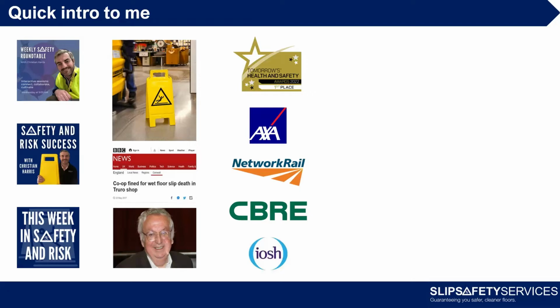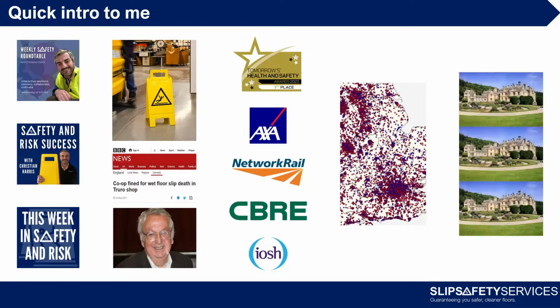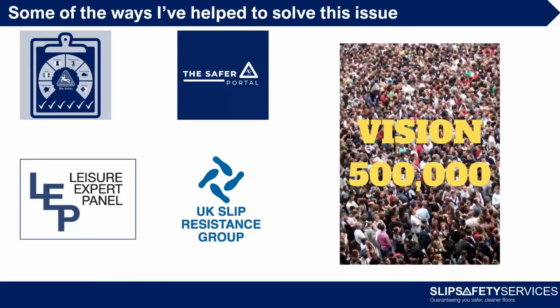As I mentioned, we have won some awards and come second in some other awards, but we have won awards too. We work with some key stakeholders like AXA Insurance, and some great clients like Network Rail and CPRE. Over the years, we've helped several thousand sites to reduce their slip risk, and at last count, we are helping them to save around £10 million a year of claim costs.